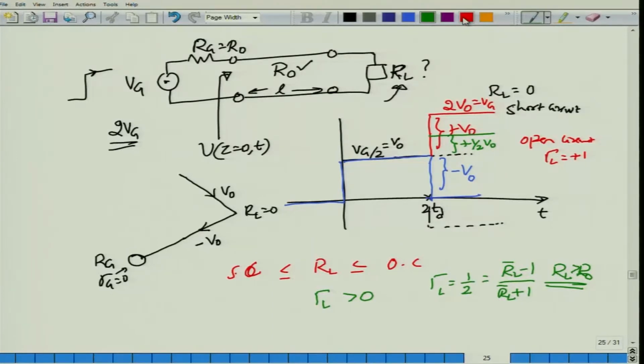Suppose I tell you that the voltage, instead of jumping up, jumped down by say minus 1 by 3 V0, then you know that gamma L is equal to minus 1 by 3. Again this would be equal to RL bar minus 1 by RL bar plus 1. Clearly in this case RL was less than R0. You can find the exact value since you already know gamma L. So this is something you can do if you are measuring resistively terminated loads and you don't know what the load connected to the transmission line circuit is.